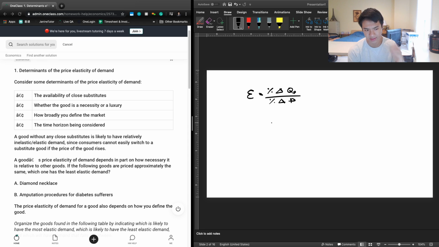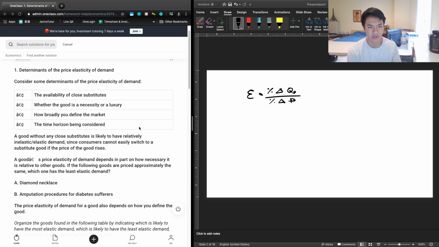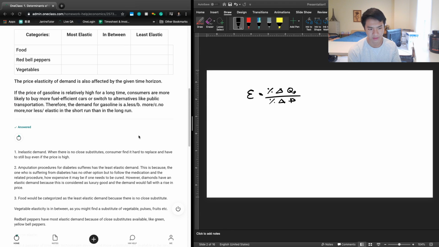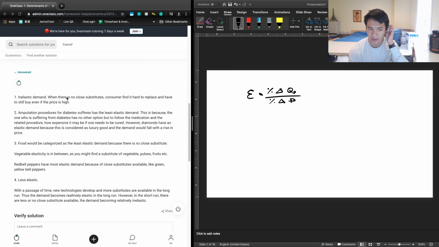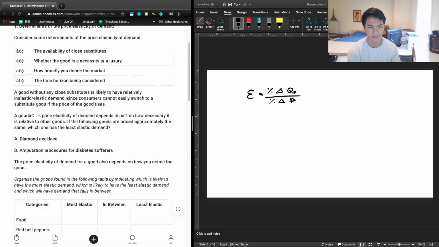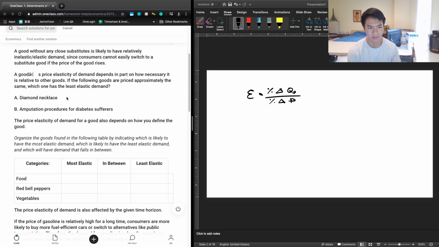The next question says, and let's check the answer for that on the bottom to make sure that we also got the same answer as the previous tutor. Right, and so the first question, inelastic demand, when there are no close substitutes, consumers find it hard to replace and have to still buy even if the price is high. Right, so that's the same rationale that we just talked about. Let's take a look at number 2.